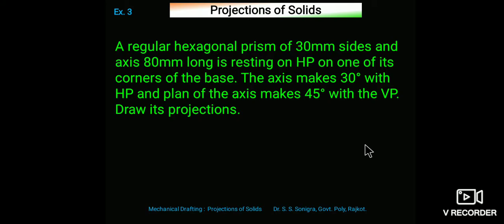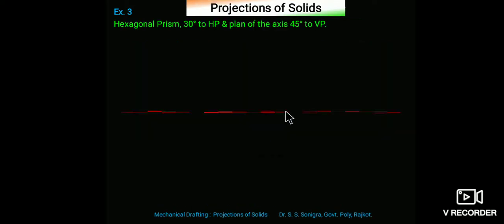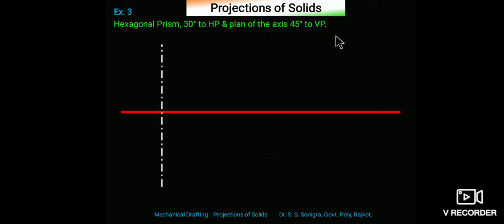Example number 3. A regular hexagonal prism of 30 mm sides and axis 80 mm long is resting on HP on one of its corners of the base. The axis makes an angle of 30 degrees with HP and the plan of the axis makes an angle of 45 degrees with VP. Draw the projections. In brief, the data can be written like this: hexagonal prism, axis 30 degrees to HP and plan of axis 45 degrees to VP. That's it. Only this data is enough to draw this problem.